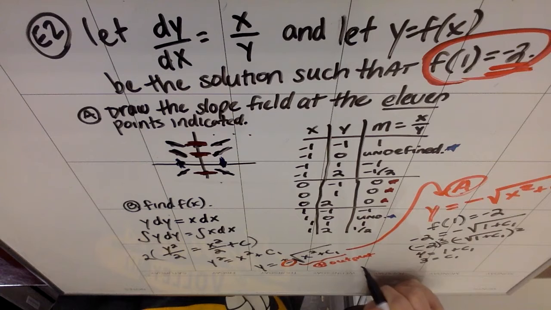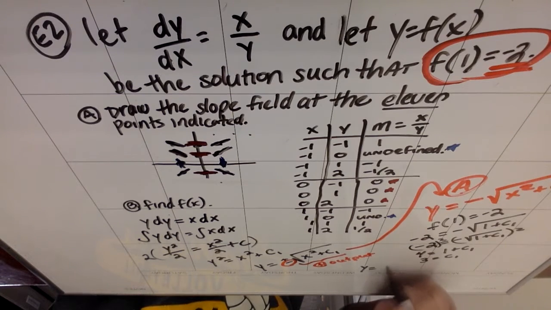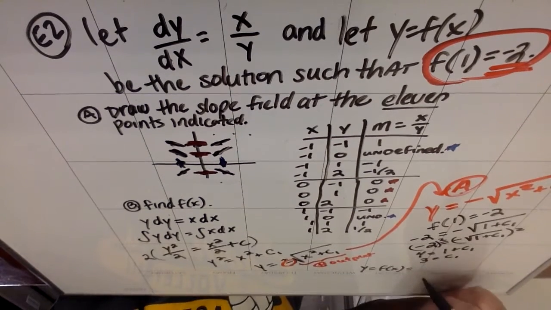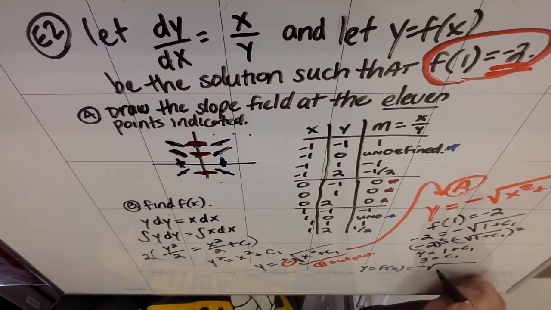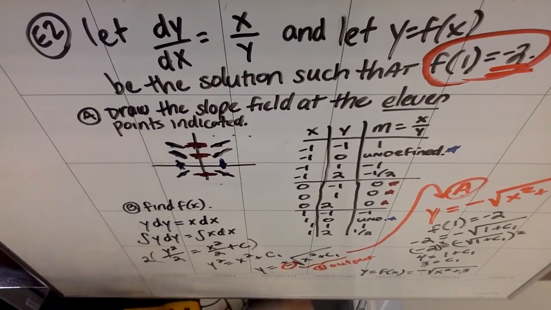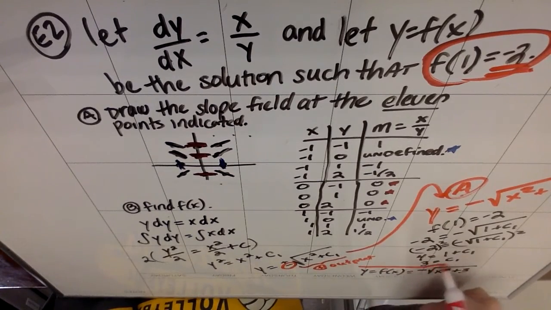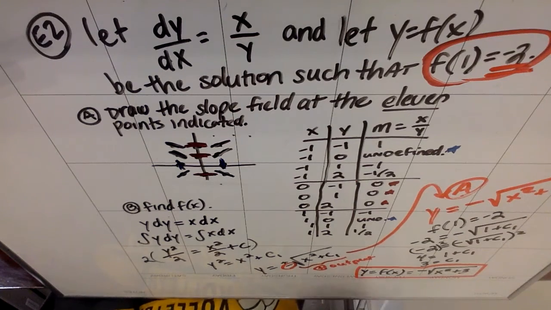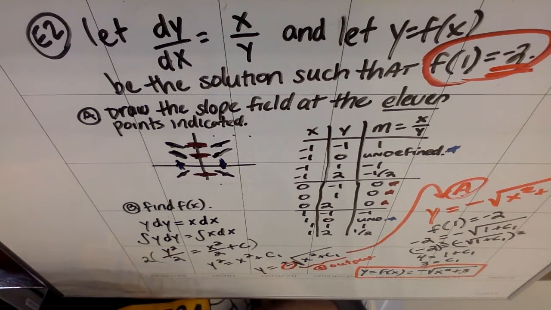And that makes my final answer y, which is the same as f of x, equals the negative square root of x squared plus 3. And that's my final answer and the solution to my differential equation. Again, the trick here is that a lot of people are going to miss the negative in the square root.